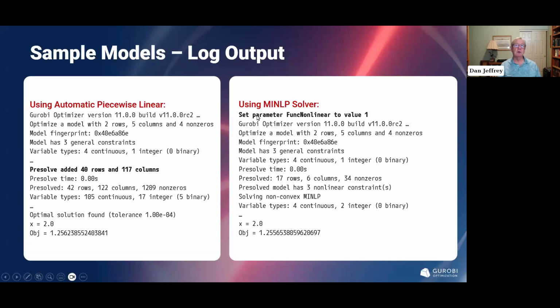Using the MINLP solver, we've set the parameter func nonlinear to 1, and so the pre-solve's not adding any rows and columns. It's just solving the problem. And I'll be able to show you that in just a second. You can see the objectives are within tolerances the same, and it's just simple to use. You just tell it func nonlinear 1, you get the MINLP solver. Very simple.